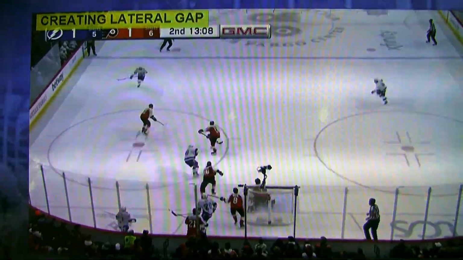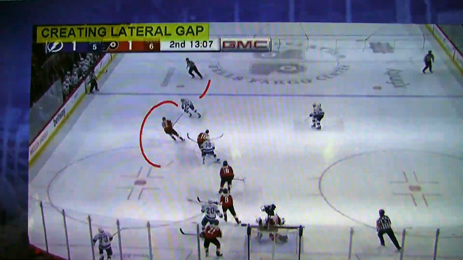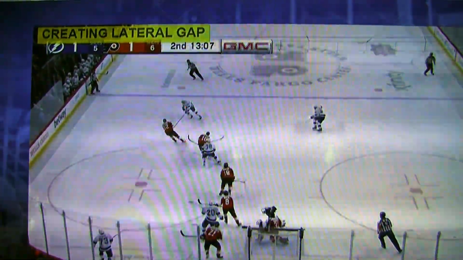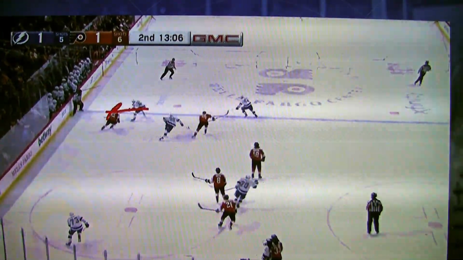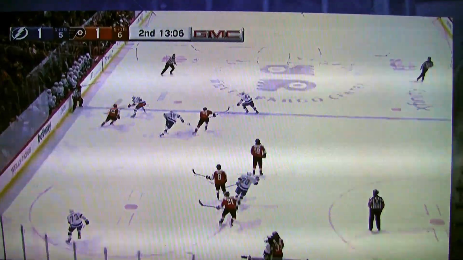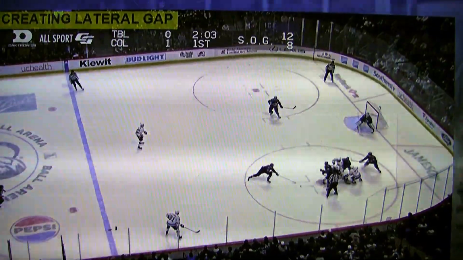He moves laterally through the middle of the ice. You've probably seen it 1,000 times, but this is something we work on a lot as a D corps. So he moves laterally to the middle of the ice. You can see him here, moves in. He gets the puck, forces him out of middle ice, and then he creates what I call lateral gap. He just comes across and he's skating forward. It's a huge part of defending early.